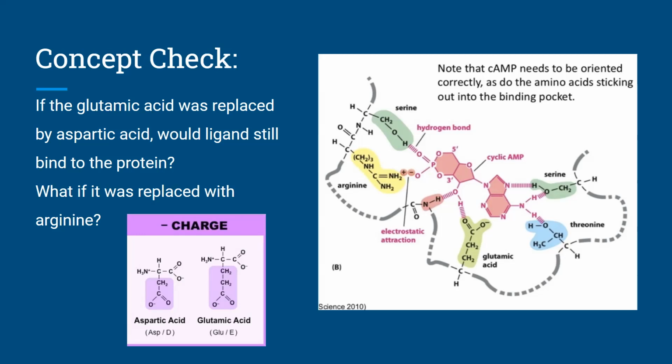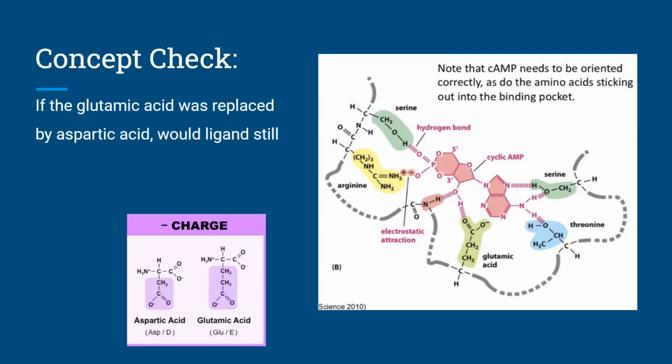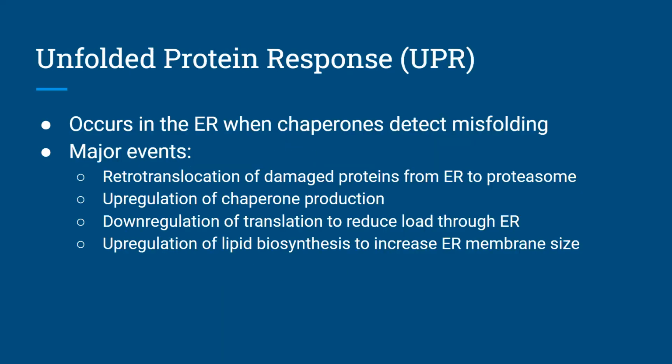This is kind of getting back to when you were talking about the unfolded protein response. One thing that you talked about was upregulation of lipid biosynthesis to increase ER membrane size. And I'm just wondering why, like, what is it?